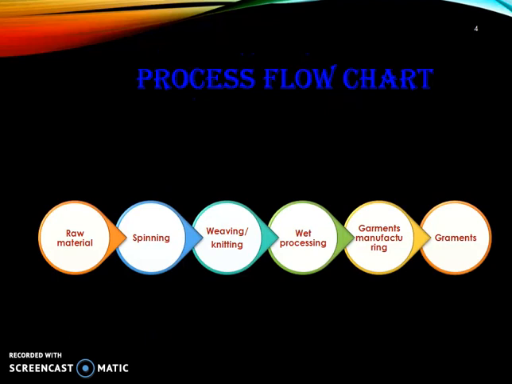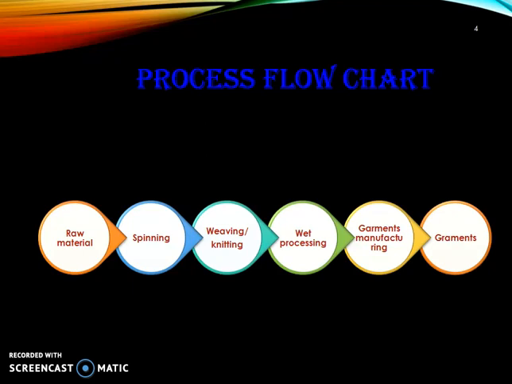This is the process flow chart for textile industry. First one is raw material. It may be natural or synthetic. The next one is spinning. It is the process of converting the raw material, which may be cotton, natural fiber or synthetic fiber, into yarn. The next one is weaving or knitting. It converts the yarn into fabric or cloths.